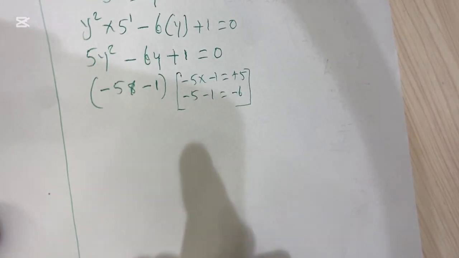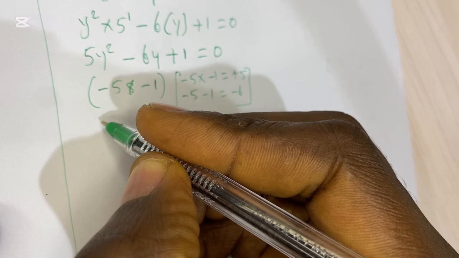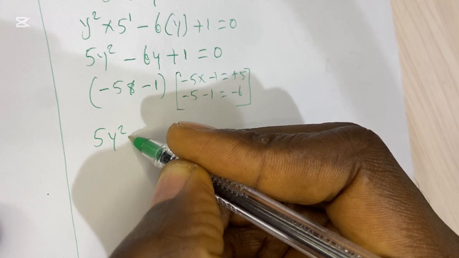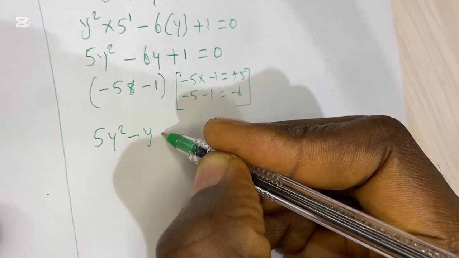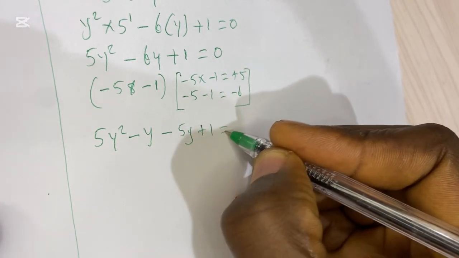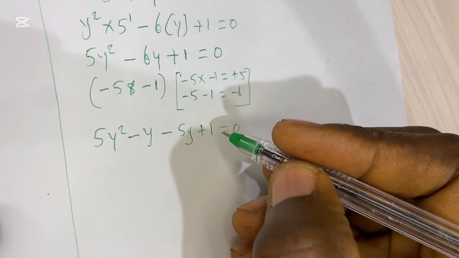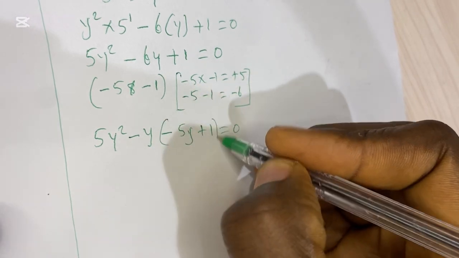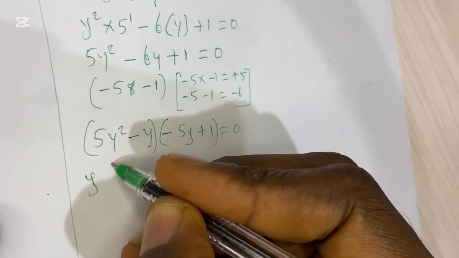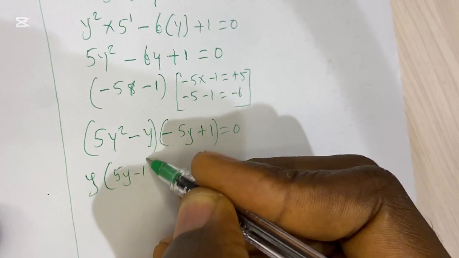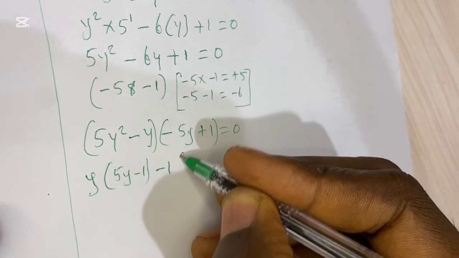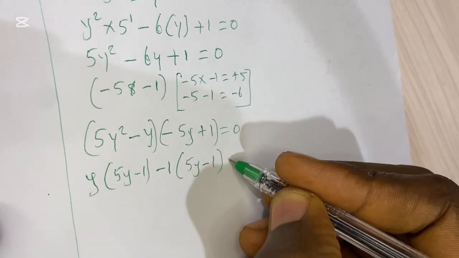So we now have 5y squared minus y minus 5y plus 1 equal to 0. Now we factorize, putting the bracket here. What is common here? y. Bring out y. What is remaining? 5y minus 1. What is common here? Minus 1. We have 5y minus 1 equal to 0.